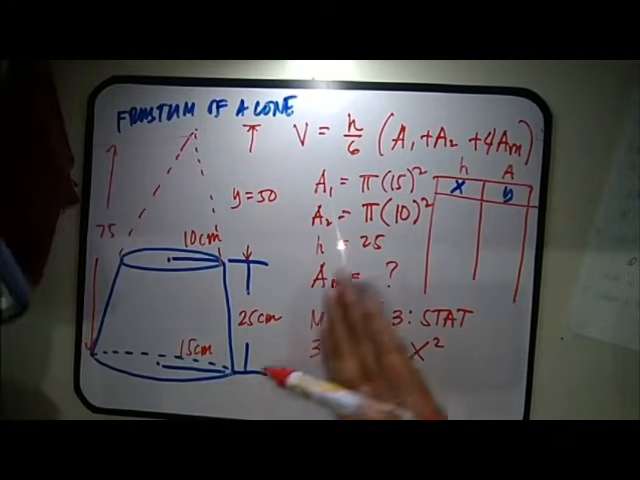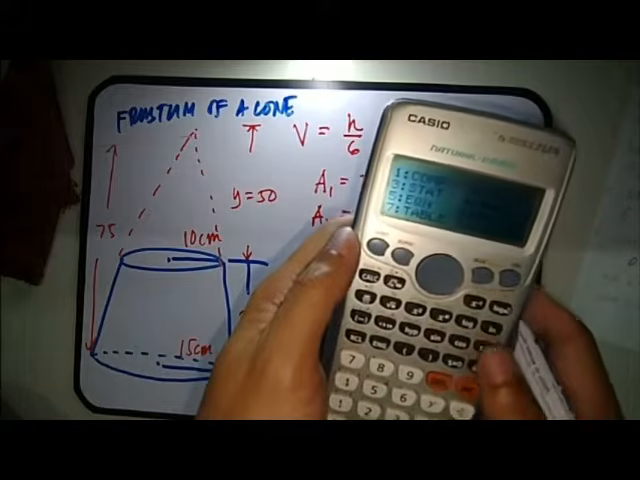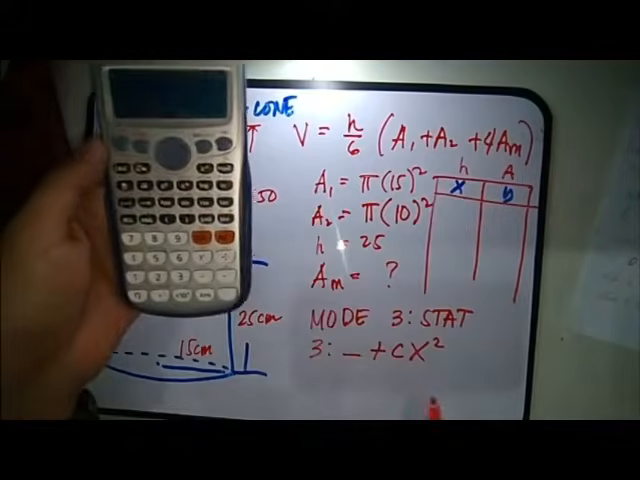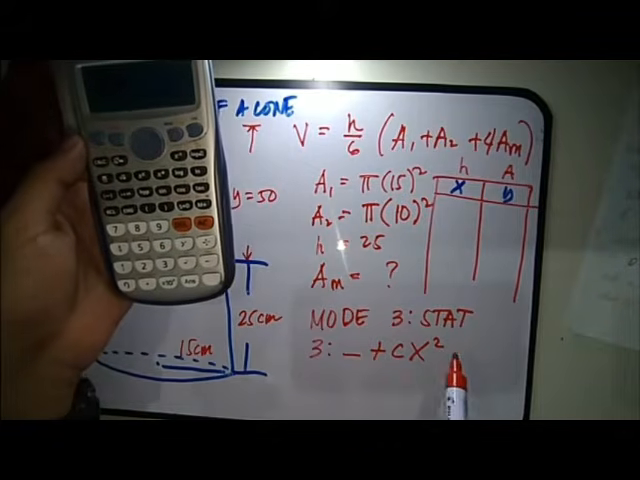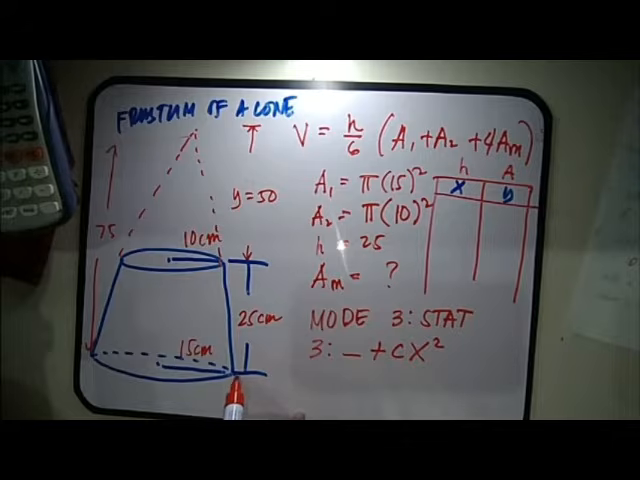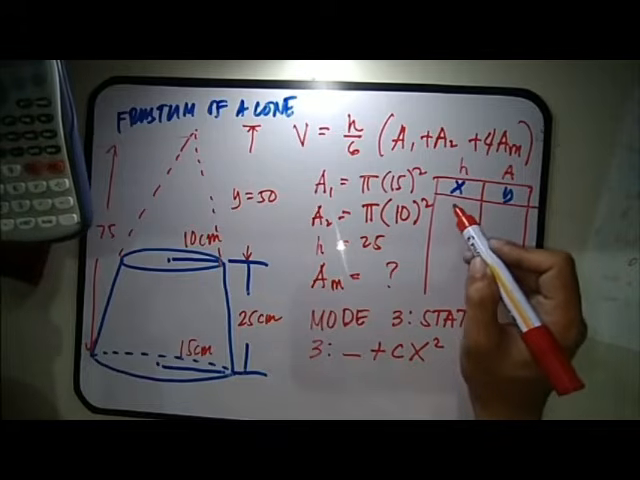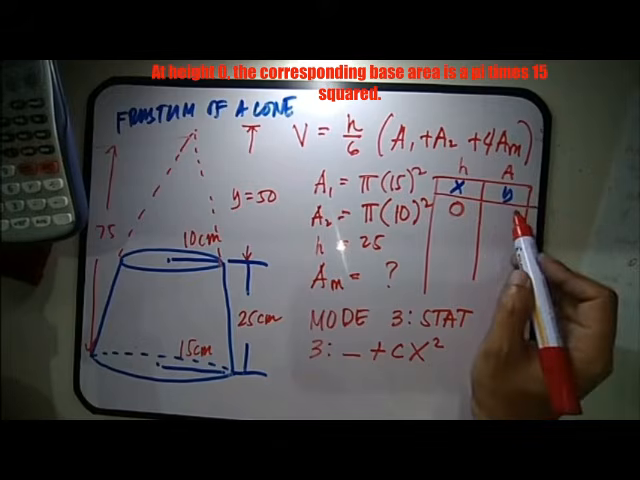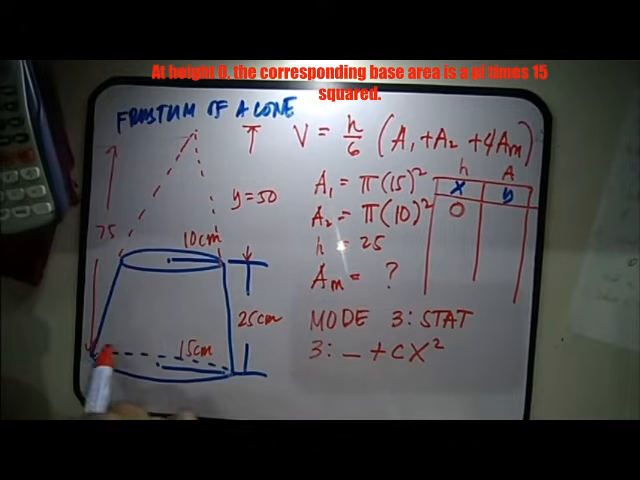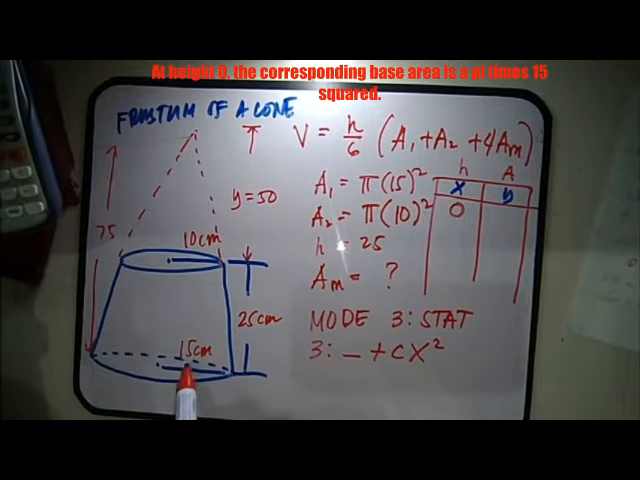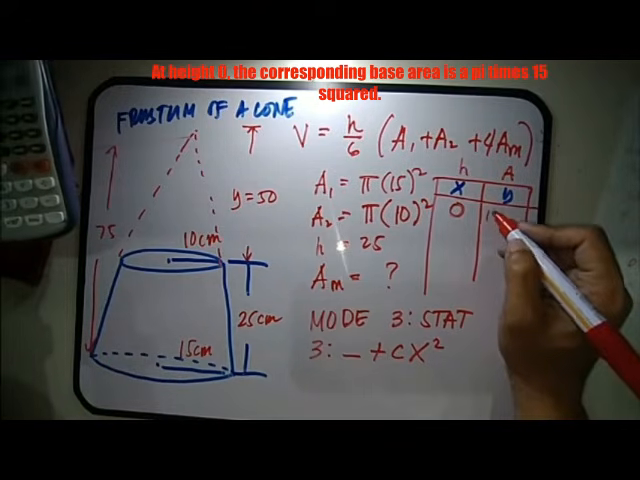So here, balik tayo sa mode stat. So mode stat, so that is 3. So yung x, the height. So let's say ang height niya is dito sa bottom. So this height is 0, di ba? So at 0 height, ano yung area? So yung area at 0 height is ito, di ba? Siya yung nasa pinaka baba. So pi r squared. So pi times 15 squared.